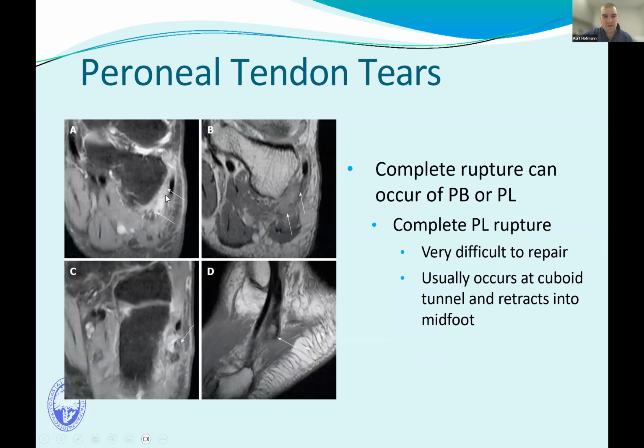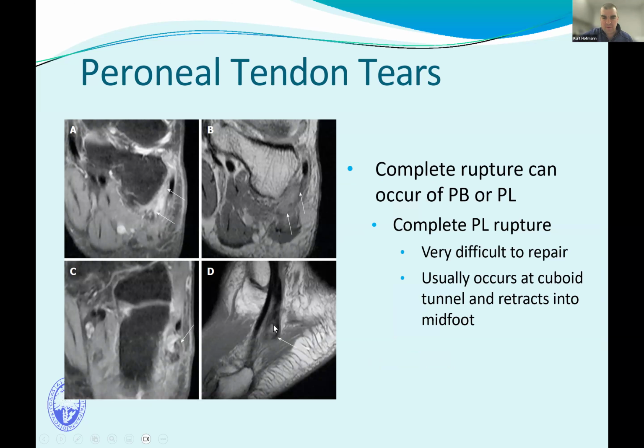You can see the white arrows are depicting sort of an empty space here. So this black circle here is the peroneus brevis tendon. Same thing over here, just for reference, and same thing down here in panel C as well. But below that, there should be another tendon, which would be the peroneus longus tendon. And again, you can see this white space here where there's no tendon traversing that.